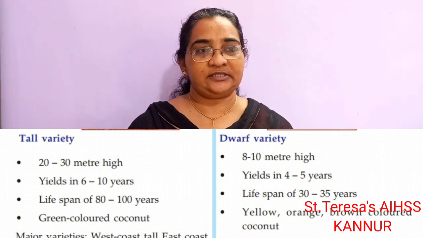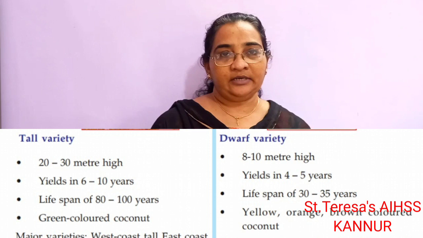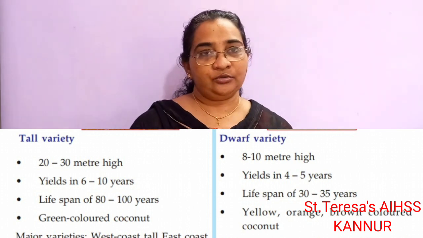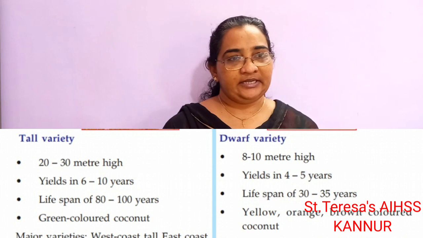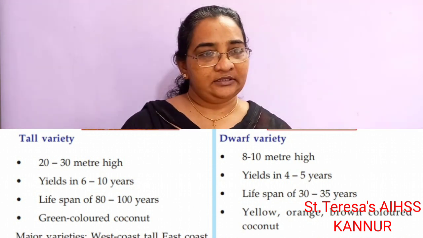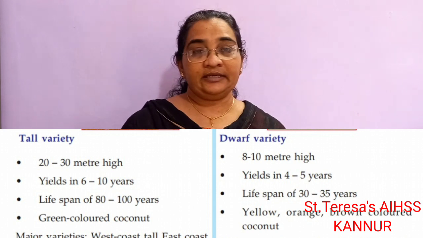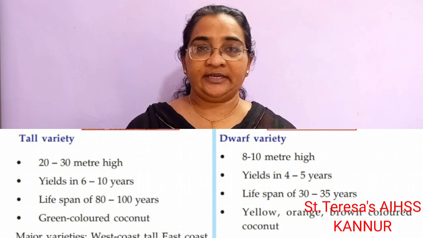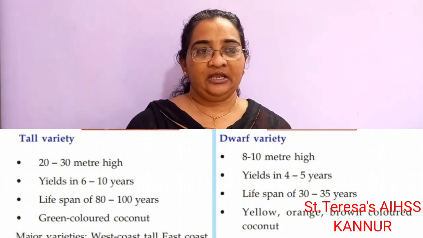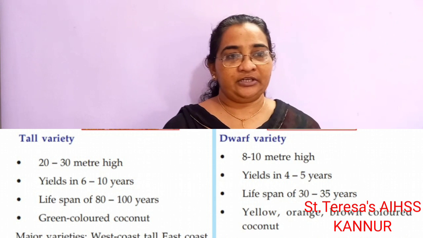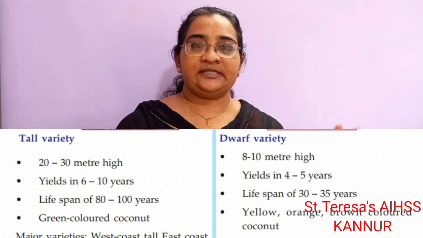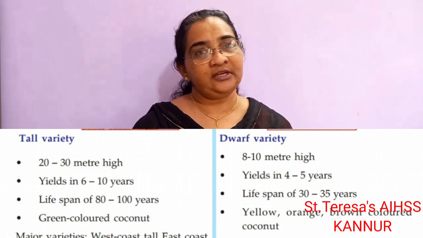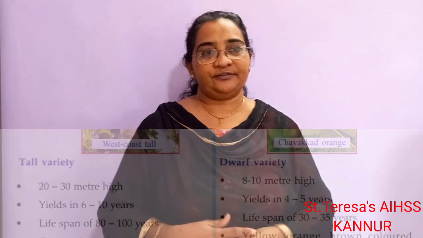What are the disadvantages that you saw here? The first one grows up to 20 to 30 meters high, isn't it? And it yields only in 6 to 10 years. It will take a maximum of 10 years to yield. Okay, so what are the disadvantages of the dwarf variety? Yes, its lifespan is lesser than that of the tall variety and the color is different, isn't it? Different colors are there. So these are the advantages and disadvantages.